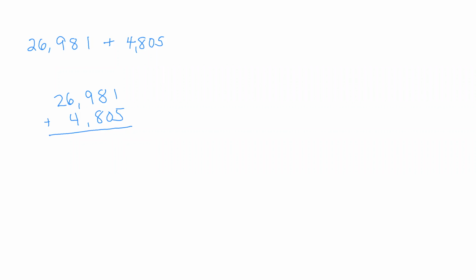So 5 plus 1 is 6. 8 plus 0 is 8. 9 plus 8 is 17, so I keep a 7. I carry a 1. 4 plus 6 is 10. 10 plus 1 is 11, so I keep a 1. I carry a 1. And then 2 plus 1 is 3. And then my final answer here is 31,786. And remember, starting at the right, I'm going to go back 3 digits. So 31,786.